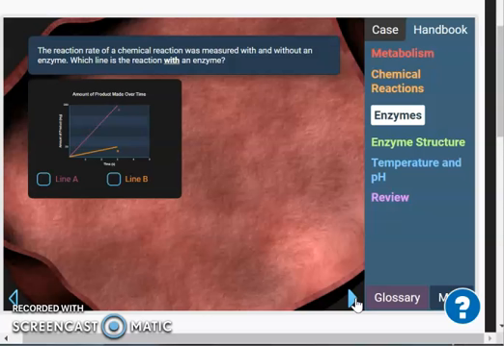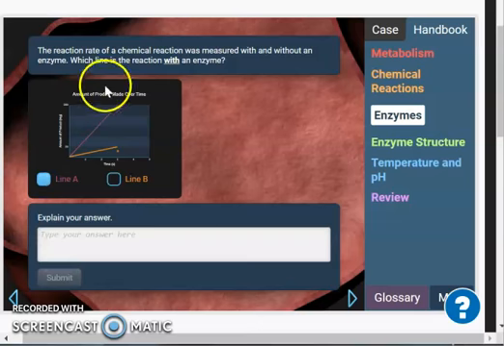The reaction rate of the chemical reaction was measured with and without an enzyme. Which line is the reaction with the enzyme? Here, you want to choose which one of these lines on the graph you think is the reaction with the enzyme. When you are justifying your answer, you want to answer these 2 questions.